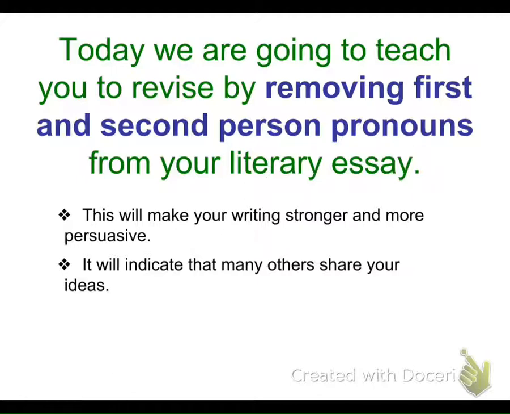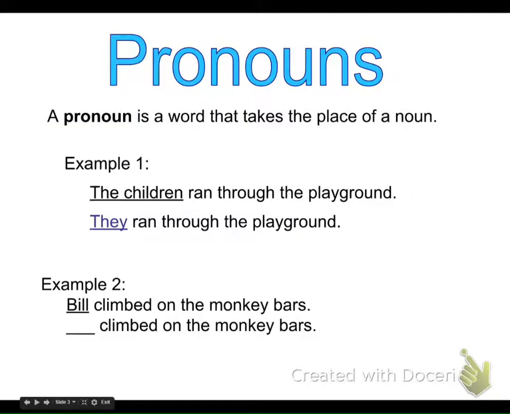And one of the things we're going to do is remove first and second person pronouns from our literary essay. This makes our writing stronger and more persuasive. It also indicates that others may share your ideas as well, so that your ideas don't only pertain to you. So first we need to figure out what exactly is a pronoun.